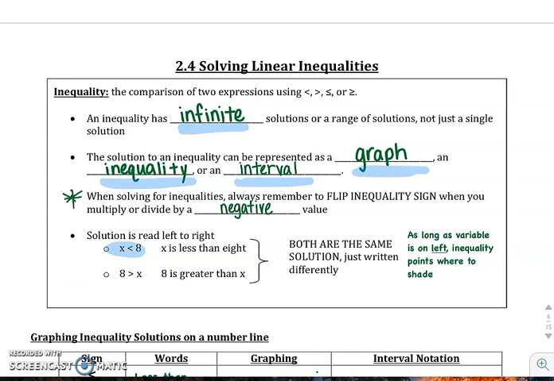I will try to keep my variable on the left because of this little thing over here that I wrote. As long as your variable is on the left-hand side, the inequality always points in the direction you should shade. Now when we do compound inequalities, it'll change up a little bit. But for a single-variable regular inequality, as long as that variable stays on the left-hand side, it shows you which way to point.